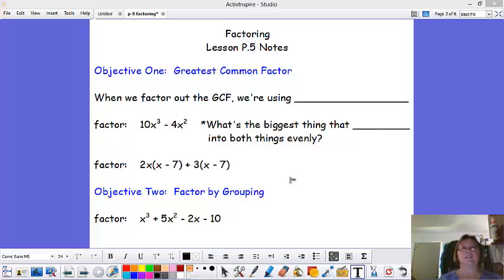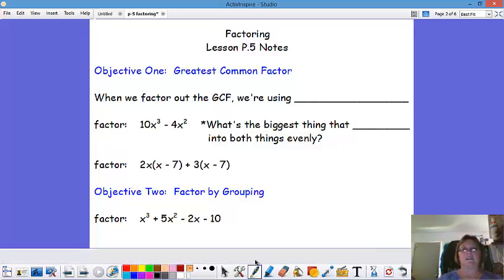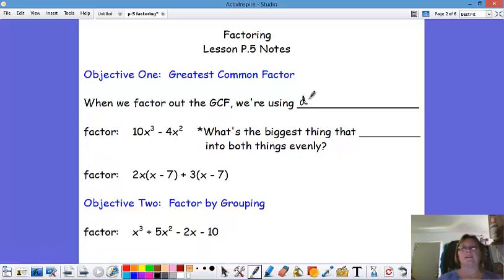First is using the greatest common factor, and you'll remember this very quickly once we get started. When we factor out the greatest common factor, what we're doing indeed is using the distributive property in reverse. If you think about that for a moment, remember the distributive property is the one that says A times the quantity B plus C equals AB plus AC. Well, what we want to look for when we're factoring is what is it that these two things can both give up so that we can make it look like this.